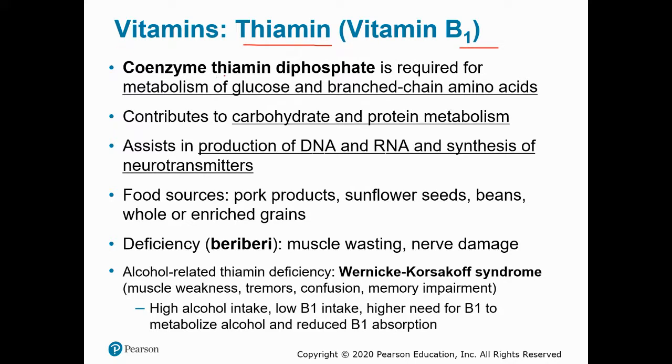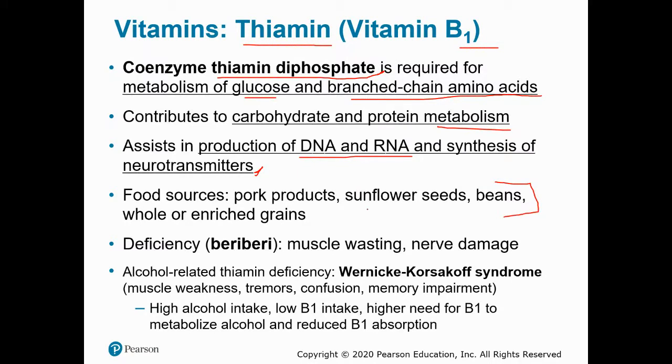So with thiamine we can make the coenzyme thiamine diphosphate, which is required for the metabolism of glucose and some of the amino acids. Therefore, thiamine supports carbohydrate and protein metabolism. We're also going to see that thiamine supports, in addition to metabolism, DNA and RNA synthesis, as well as some neurotransmitter synthesis.